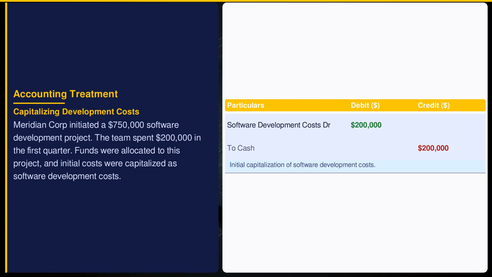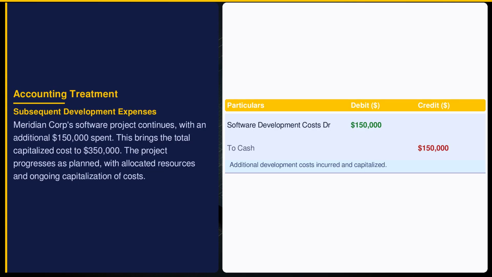Initial costs of $200,000 incurred during software development are capitalized according to ASC 350-40. This accounting treatment recognizes the future economic benefits expected from the software. Meridian's balance sheet now reflects an asset under development, indicating the project's potential to generate future revenue.